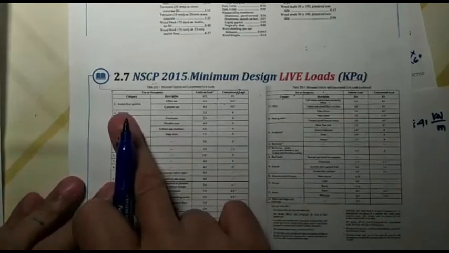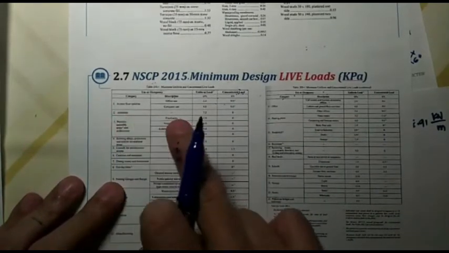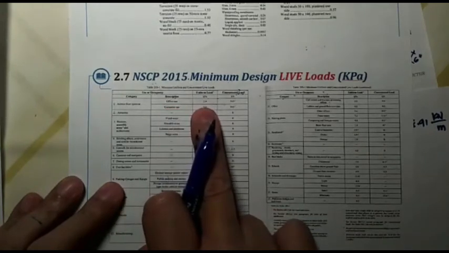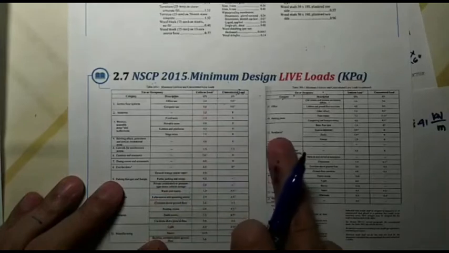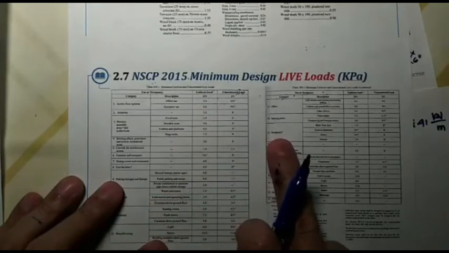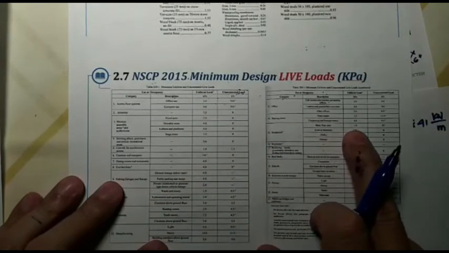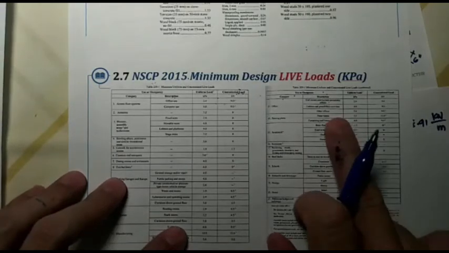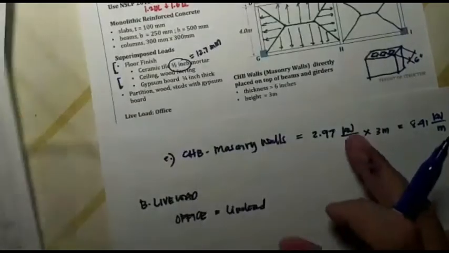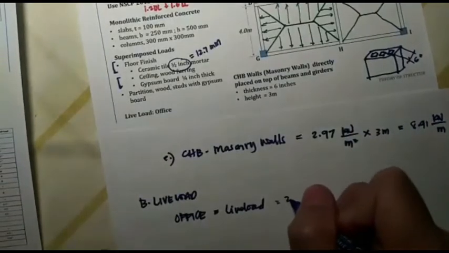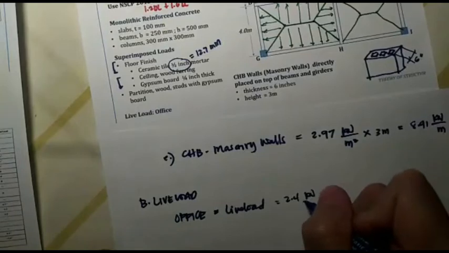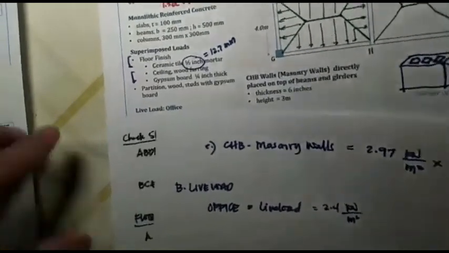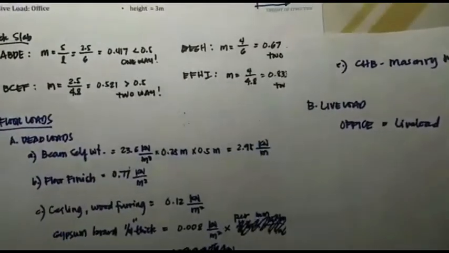Likewise, nandito rin yun, no? So tignan nyo, access floor system. Ito yung office use. Pag office use, 2.4 kilopascal din. Pagka residential naman, usually 1.9 kilopascal, 1.9 kilonewton per square meter. So again, for office, we will be using 2.4 kilopascal, that's kilonewton per square meter. Okay, tapos na lahat ng mga loadings.